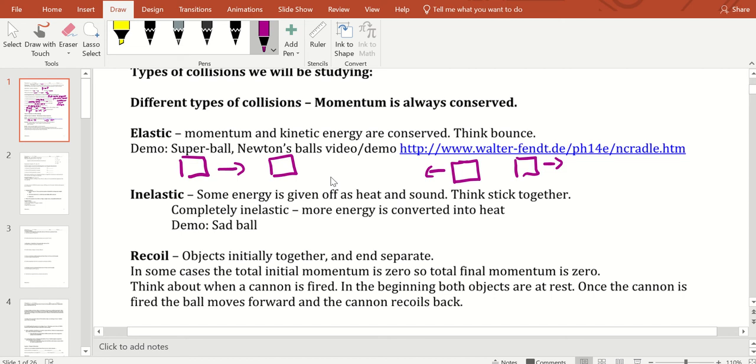In an inelastic collision, the objects are going to stick together. So imagine two objects that start separate. So something runs into another object. This is before. And then afterwards, they're going to remain stuck together. So elastic was start separate, end separate. Inelastic was start separate, end together.